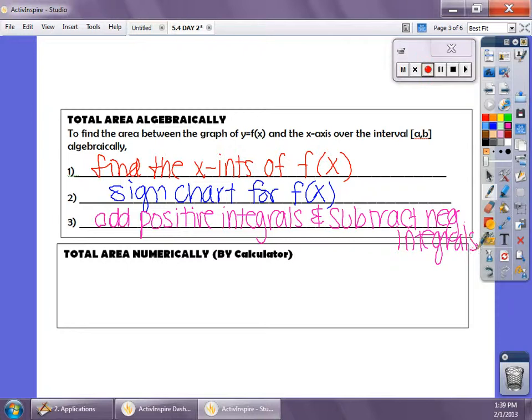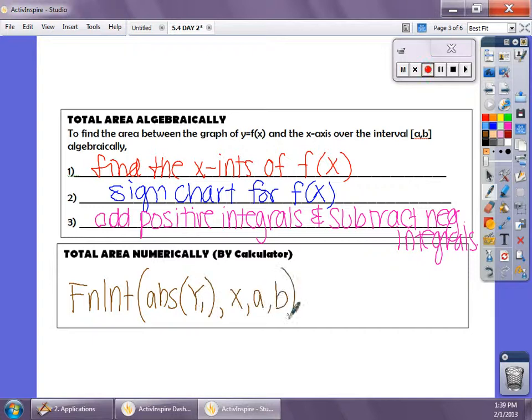Alright, so that should be a review of what we've done before, and then I did say to you guys that I do want you to be able to do it by hand, meaning algebraically, and then also by calculator. So remember, if you're going to do the total area by calculator, you do fnInt of the absolute value of the function, comma x, comma a, where you're starting the area to where you end the area. And then if you have the newer calculators, which are a little bit nicer, you would have a here, b here. Inside of this box, you would put the absolute value of y1, and then dx.